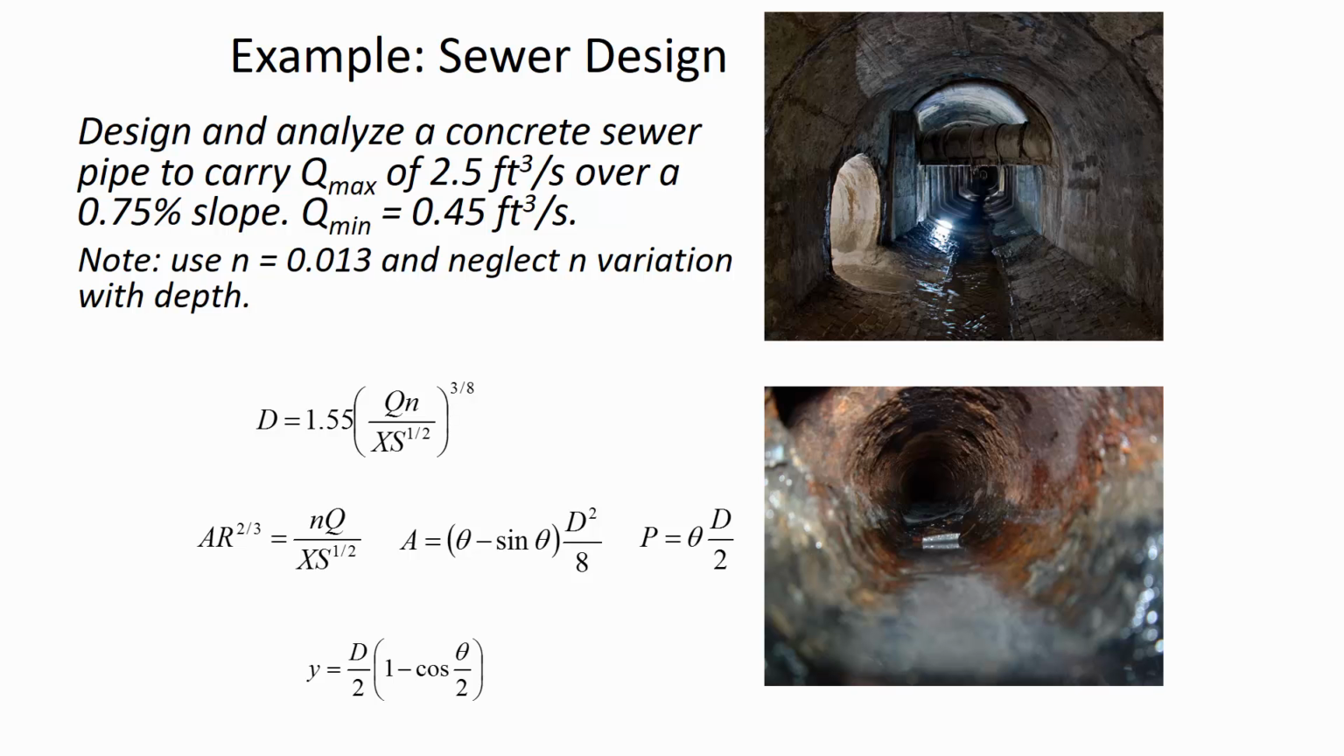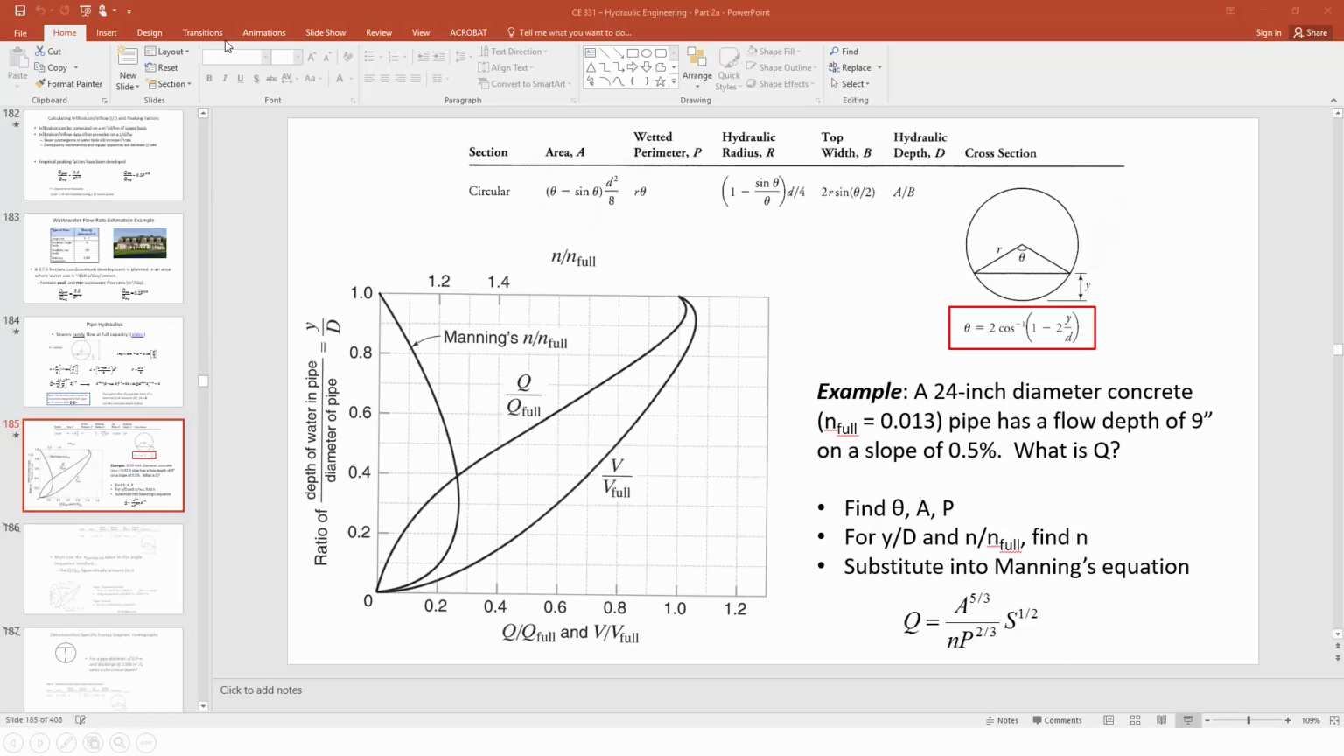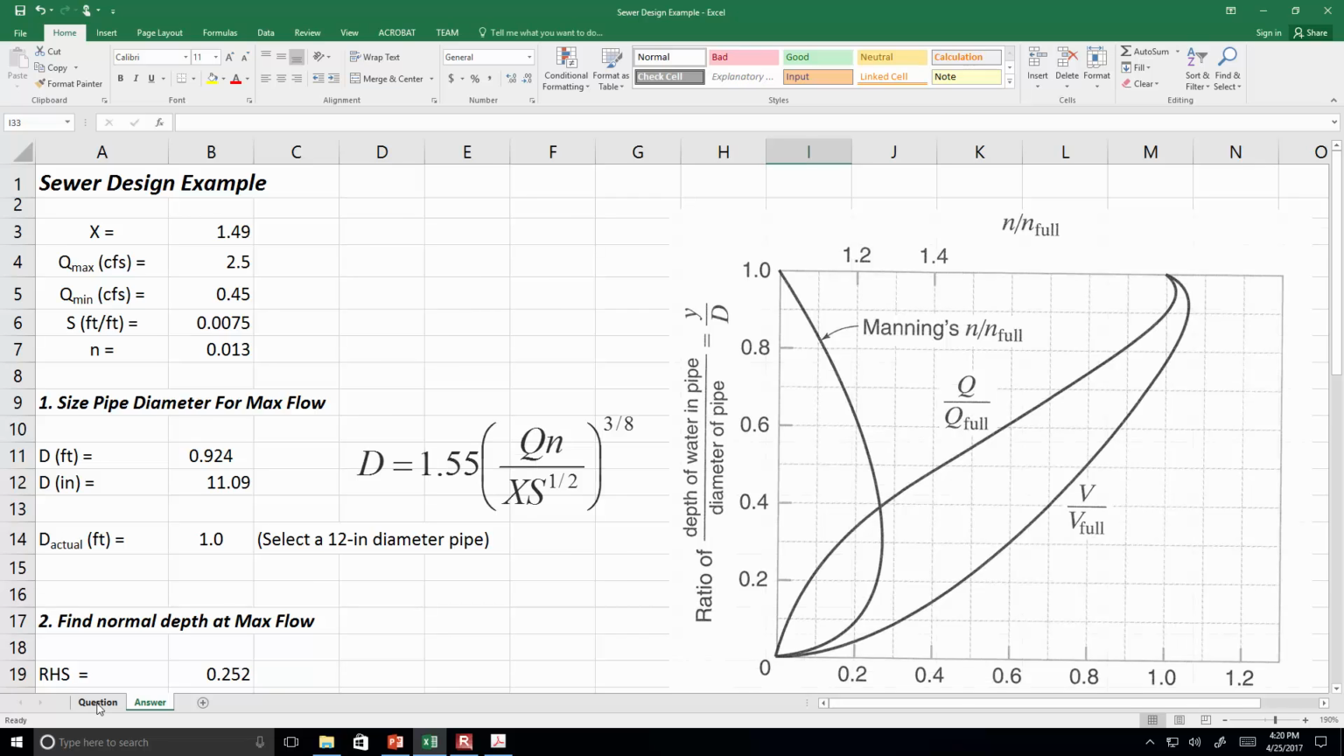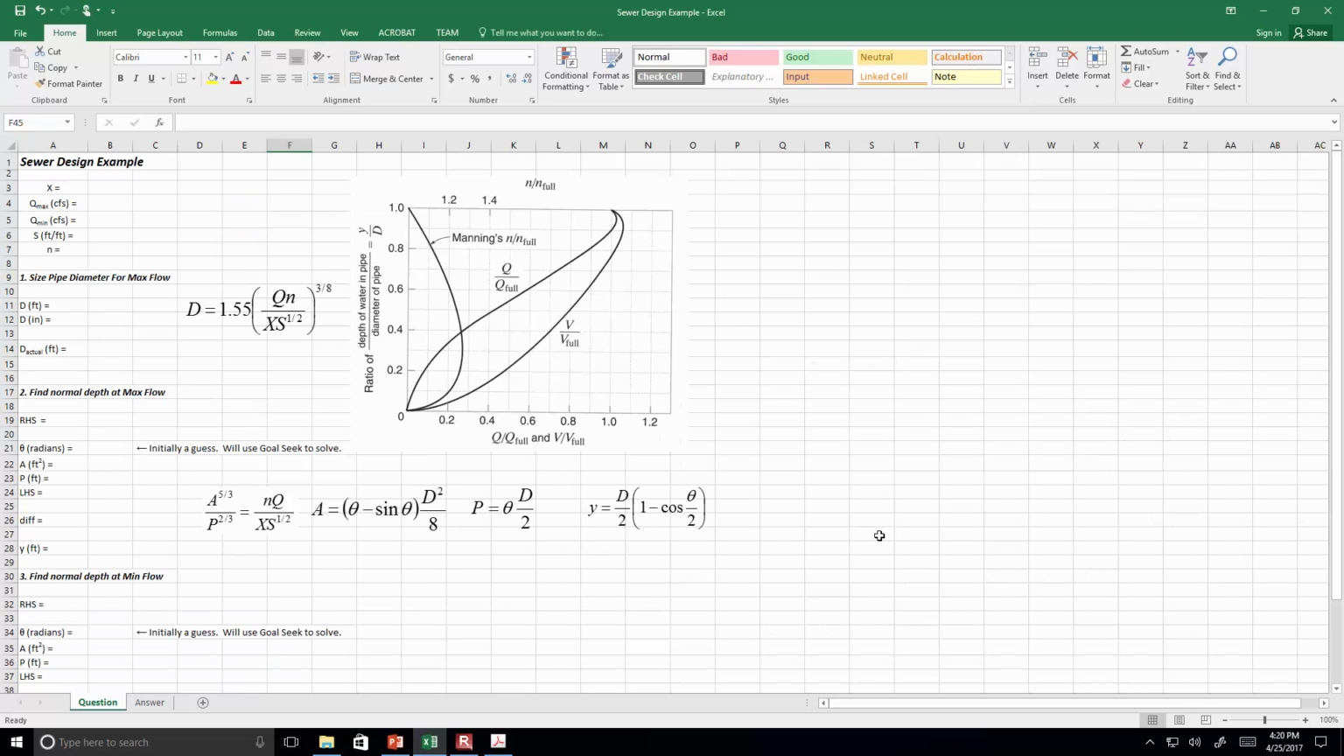Yeah, for this example we are going to neglect N variation with depth. On the handout for the homework though, I've described a process that you should go through where you have to make some iterative changes to not neglect that. So we'll do one and then the other. All right, so everybody have that template file. It should look like this. All right, everybody's got it.